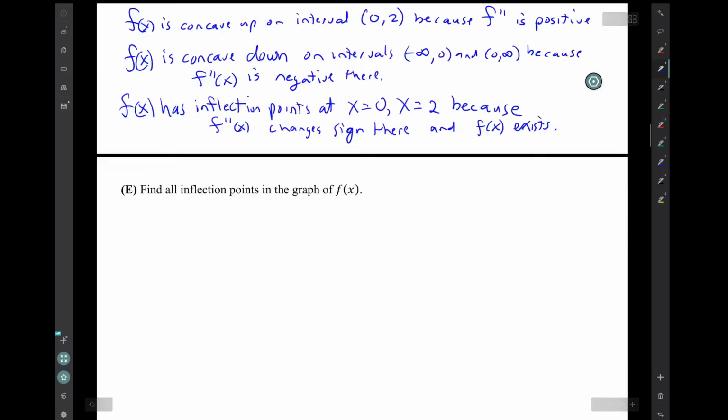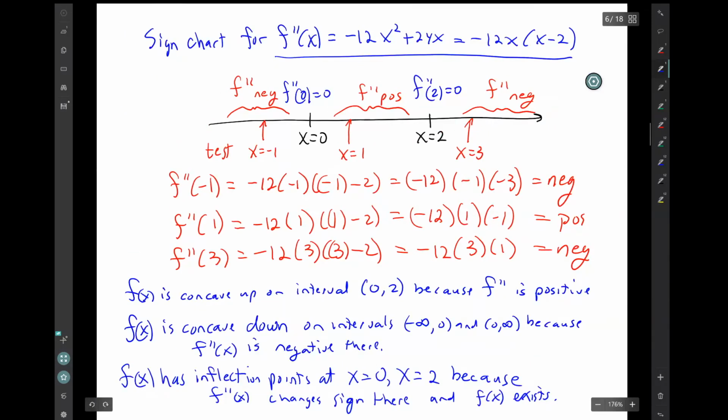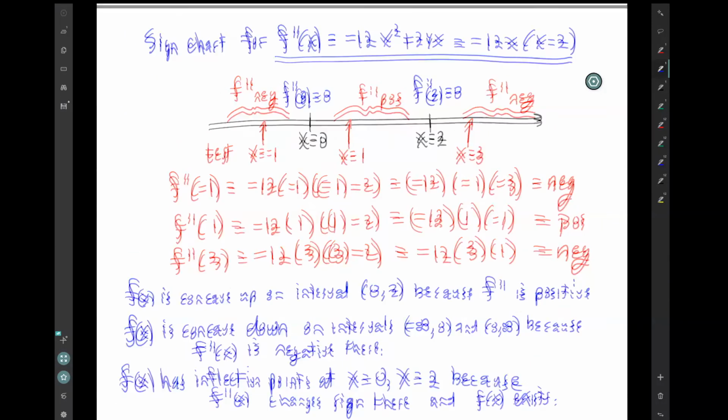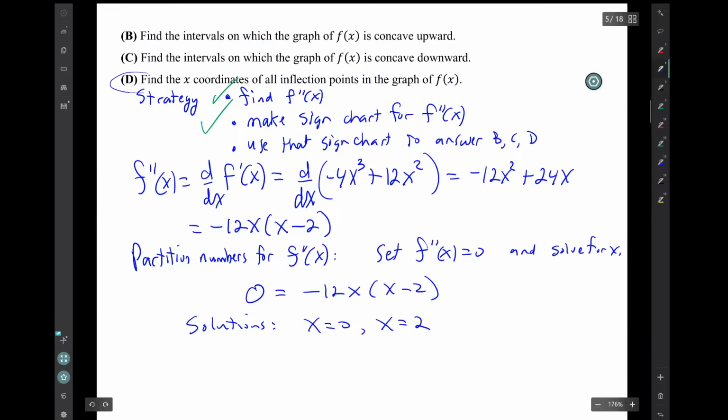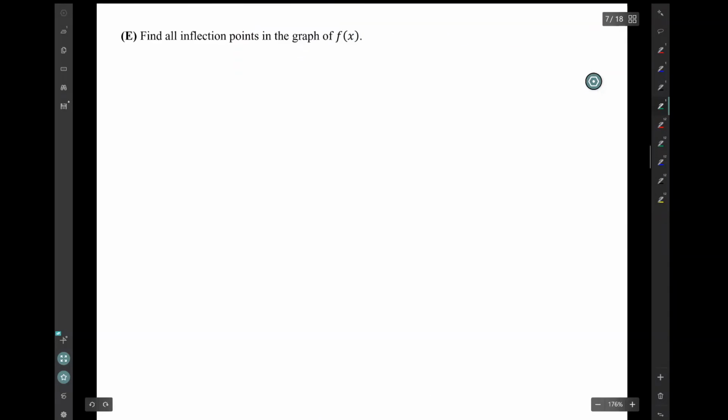All right, let's go on. Question E is to find all inflection points. Well, wait, didn't we just do that? No, we found the x coordinates of the inflection points. Question D was to find the x coordinates of the inflection points. So we did that. In question E, we have to find the inflection points. That means the xy coordinates.